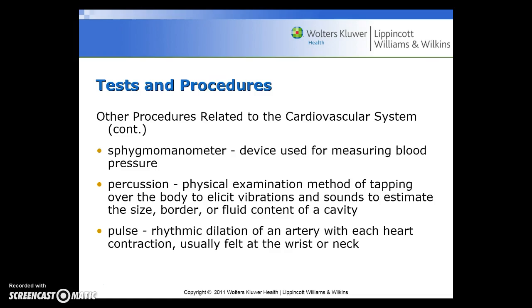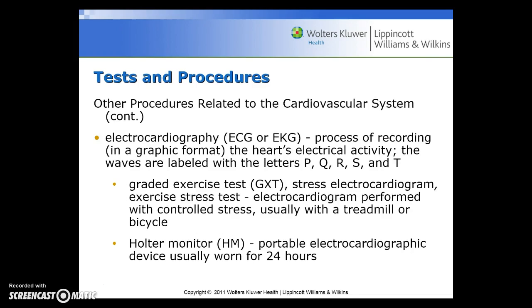Your pulse is the rhythmic dilation of an artery with each heart contraction and usually felt at the wrist or neck. Additionally, an ECG or EKG, electrocardiography, is the process of recording in a graphic format the heart's electrical activity. The waves are labeled with the letters P, Q, R, S, and T. A graded exercise test, a GXT, is a stress electrocardiogram exercise test, and it's performed with controlled stress, usually on a treadmill or a bicycle. A Holter monitor, or HM, is a portable electrocardiographic device, usually worn for 24 hours, but it could be worn longer.